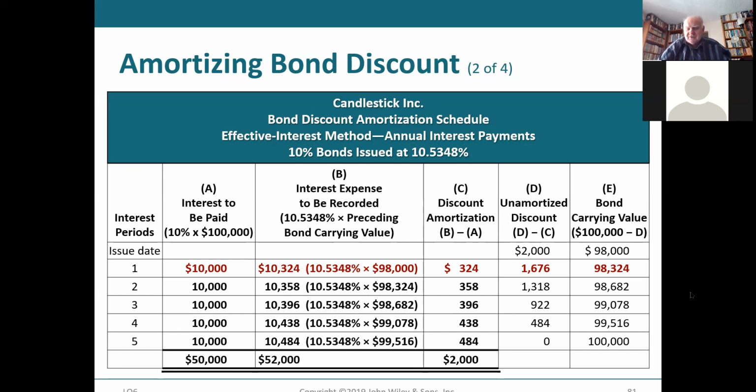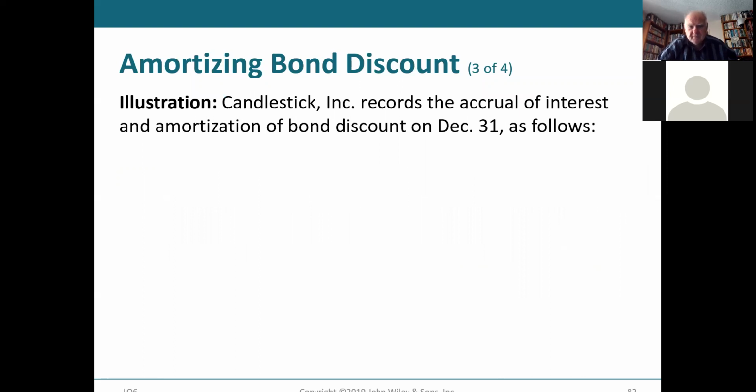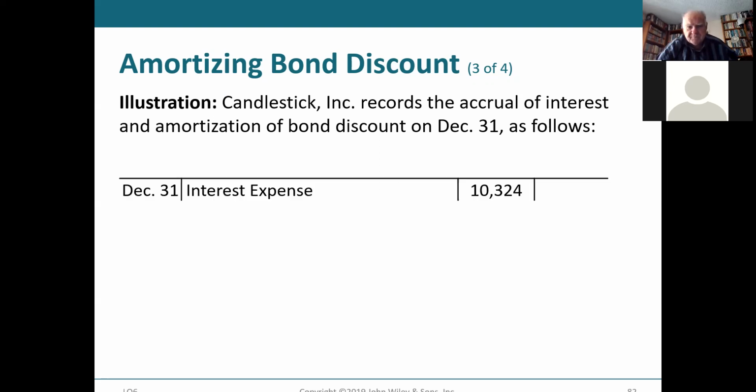So I would suggest you just take a look at these two screens and get familiar with the difference. The straight line's very easy. It just takes that $2,000, divides it by 5, and you drop the number. Here, you have to calculate the total interest expense first. And that's the market rate times the net book value of the bond. And then we have to accrue some interest and amortization of the bond discounts. Let's see what we have here.